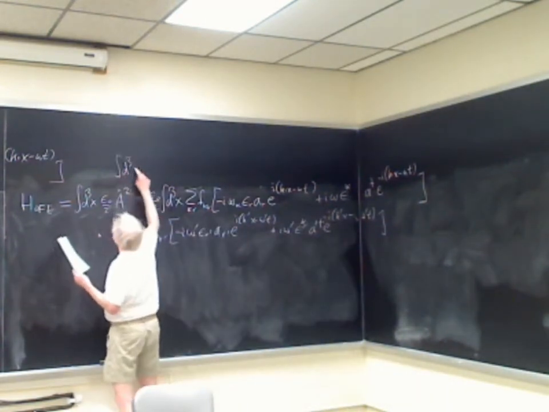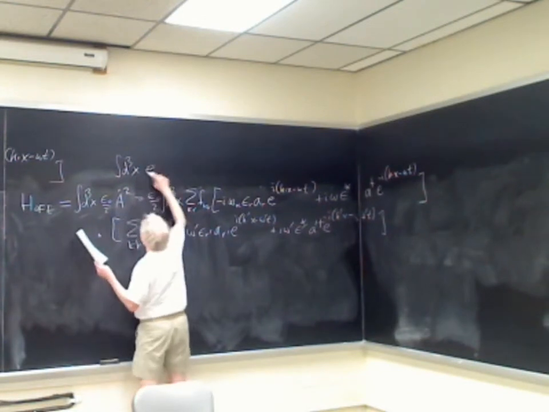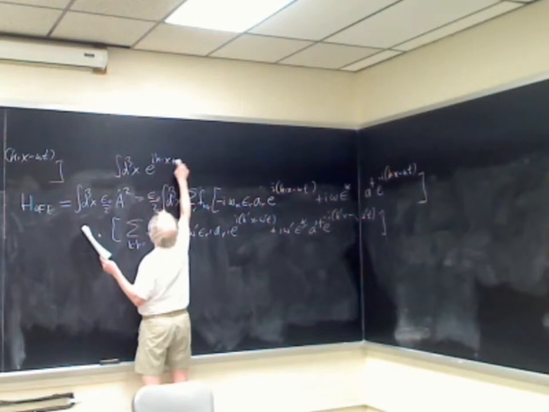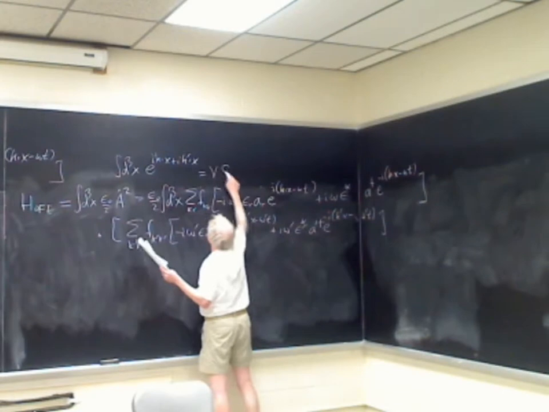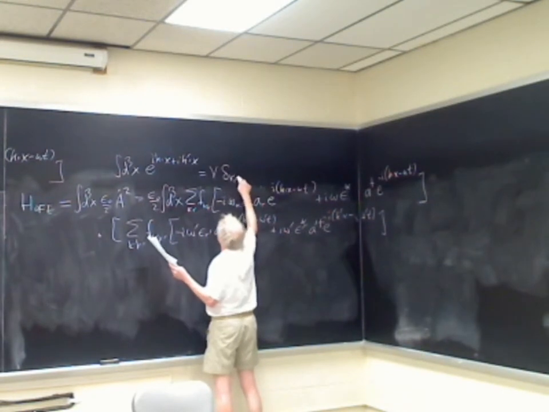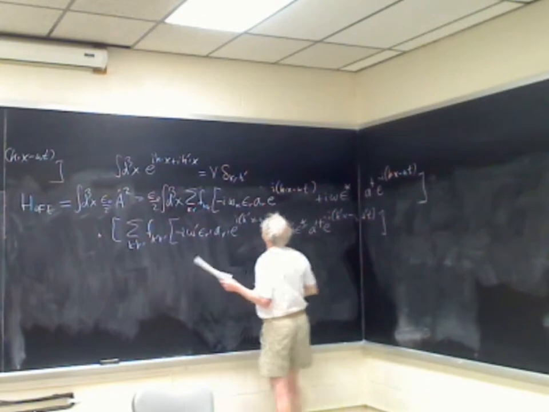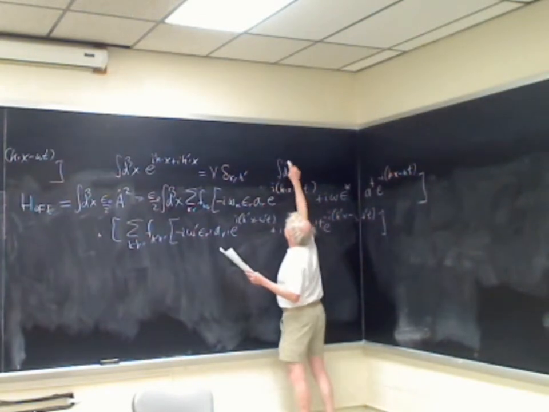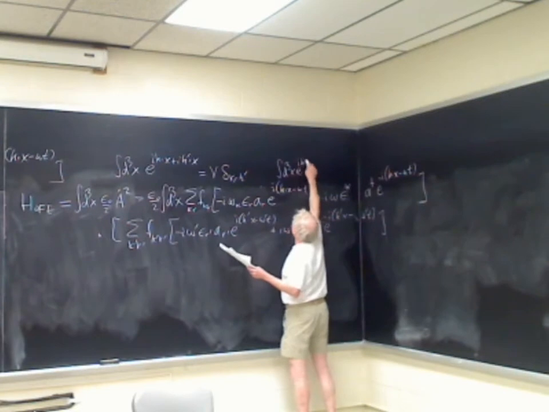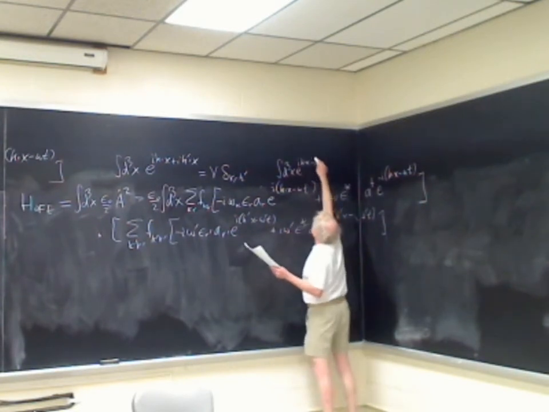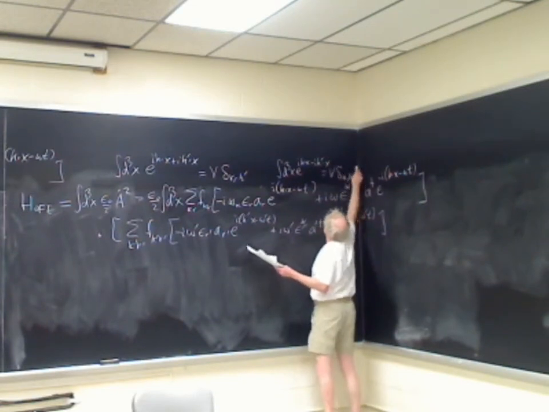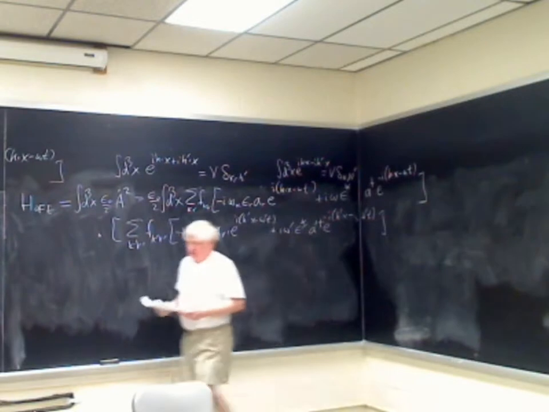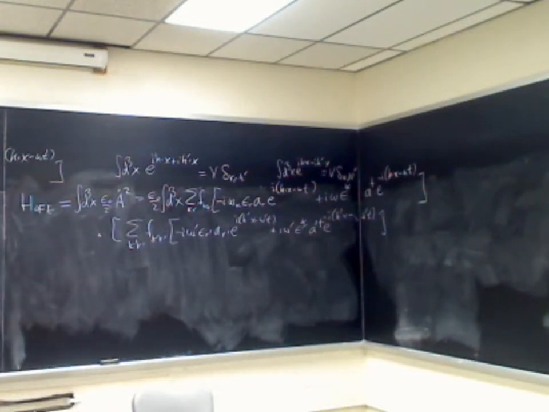Anyway, we have the integral d³x of e^{ik·x + ik'·x}. This is equal to the volume times delta of k minus k'. And another volume integral, e^{ik·x − ik'·x}, is V delta k k'. So we have these Kronecker delta relations, and these help a lot.